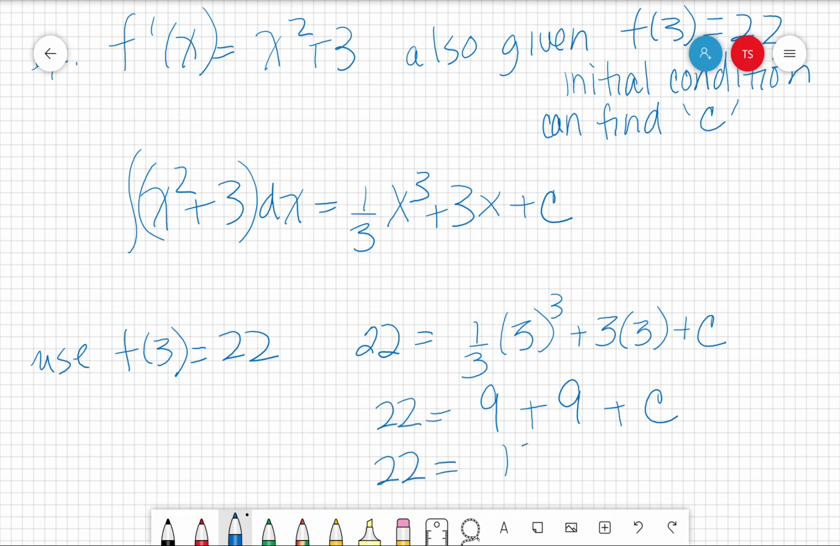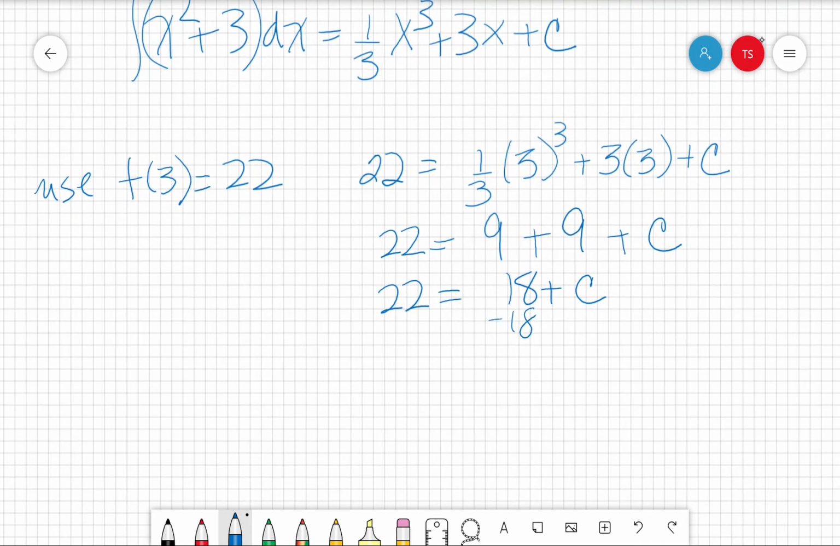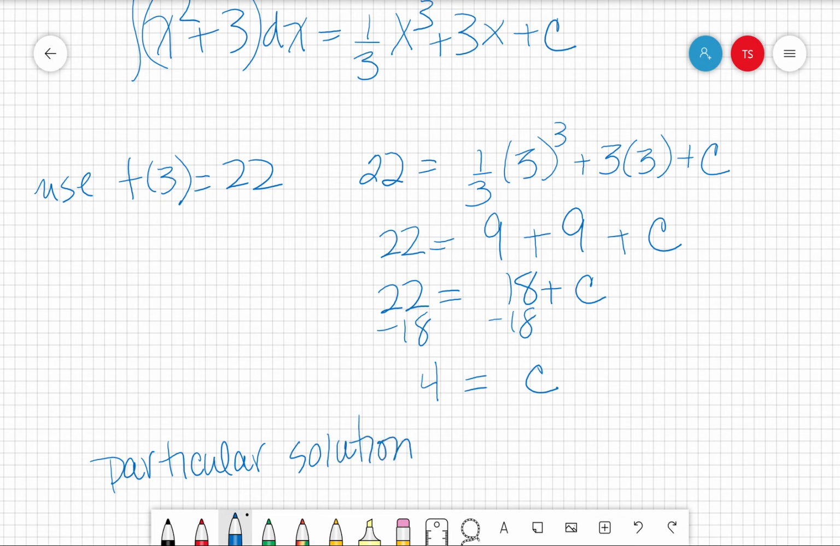So that 18 plus c is equal to 22. And so subtracting 18 from both sides gives me c is equal to 4. So I know then that my particular solution is 1/3 x cubed plus 3x plus 4. I should say f of x is equal to that.